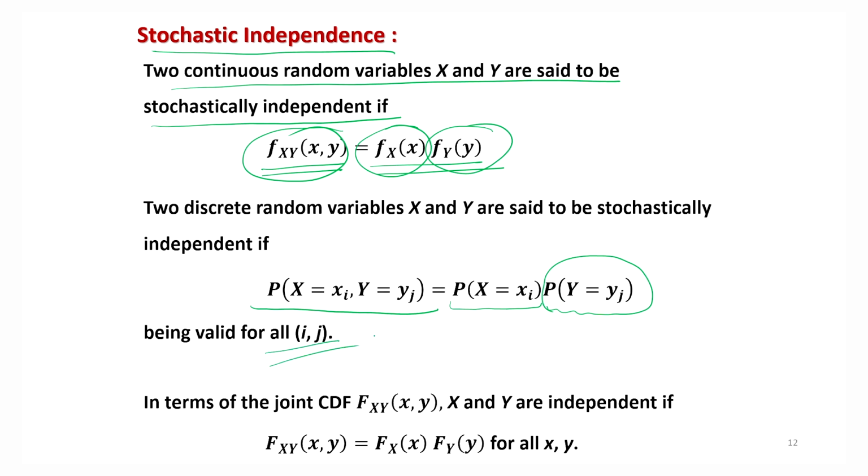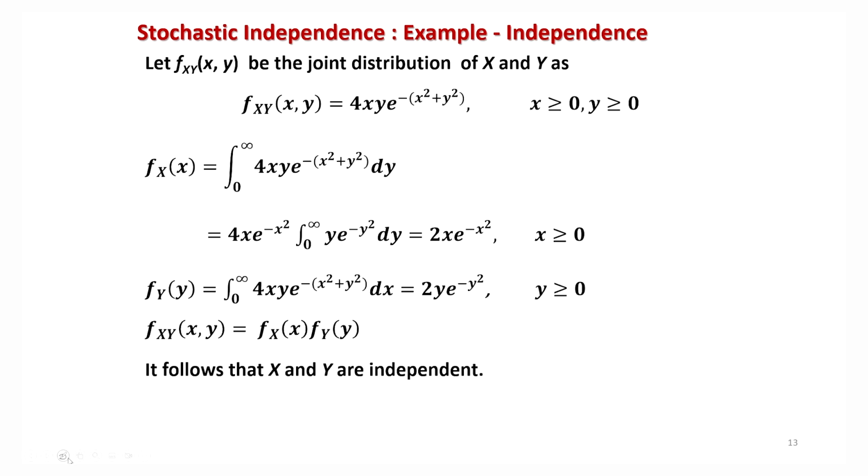The same condition for independence can also be expressed in terms of the cumulative distribution function. In terms of the joint CDF F(x,y), the random variables x and y are independent if the joint CDF can be expressed as the product of the CDFs of the individual variables, that is, F(x,y) can be expressed as the product of F(x) and F(y).